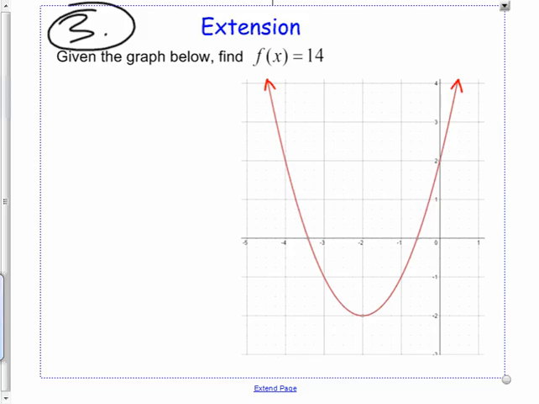Okay, so here we go. f of x is 14. That means y equals 14. But I need an equation to stick this into, right? So let's write an equation for it.